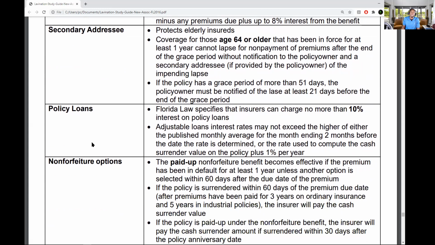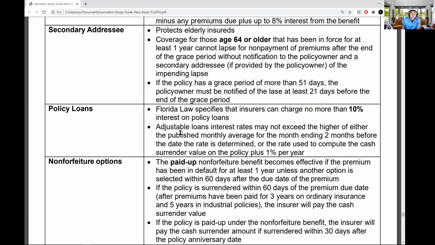Policy loans. Loans are when there is interest you have to pay. So let's talk about this for a little bit. Florida law specifies that an insurer can charge no more than 10% interest on policy loans. They cannot charge more than 10%. That's what the rule says. Anything less than 10 is great.